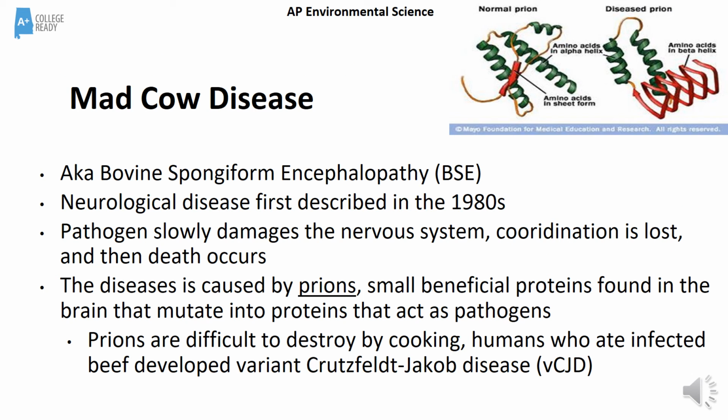Mad cow disease is also known as bovine spongiform encephalopathy, BSE. It's a neurological disease first described in the 1980s. The pathogen slowly damages the nervous system, coordination is lost, and then death occurs. The disease is caused by prions, which are small beneficial proteins found in the brain that mutate into proteins that act as pathogens. Prions are difficult to destroy by cooking. Humans who ate infected beef developed the variant Creutzfeldt-Jakob disease.